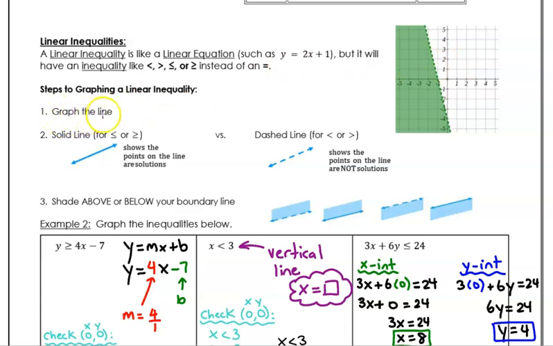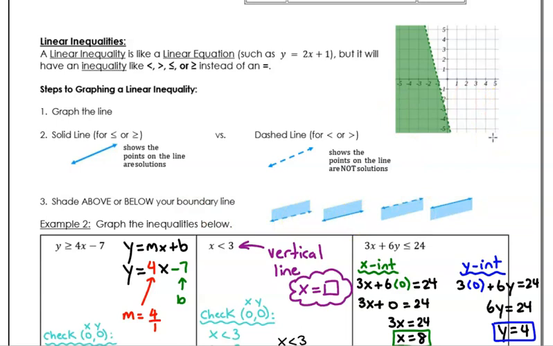So graph the line first of all. You need this border line, this boundary line, and we graph it like we would normally graph a line. Now, whether this line is solid or dotted really depends on your inequality symbol. If your inequality has a line underneath, it's going to be a solid line because it includes all the dots, the coordinates along the line. But if there is no equal sign underneath, it means it does not include any of those coordinates. Then you're going to shade either above or below or to the left or the right of that boundary line.